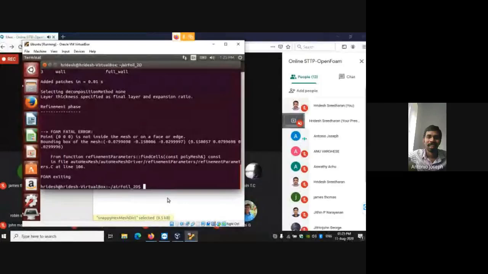So actually now the snappyHexMesh command will be executed by looking at the geometry that is created latest. Okay, that's a pipe. And also we had seen that the point 0 0 0 is lying outside the pipe. So that's why it's showing error.